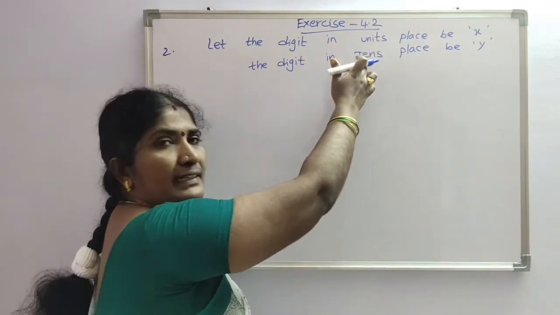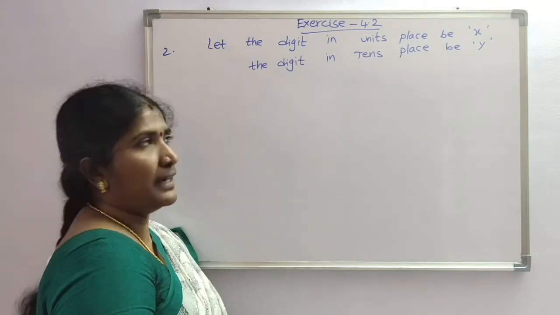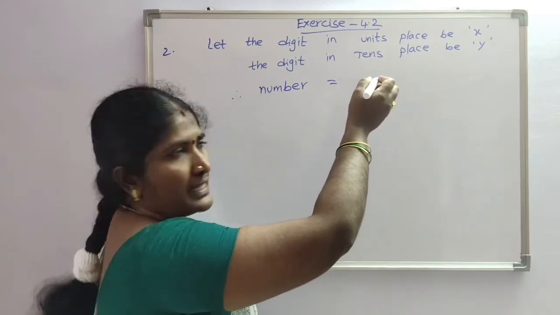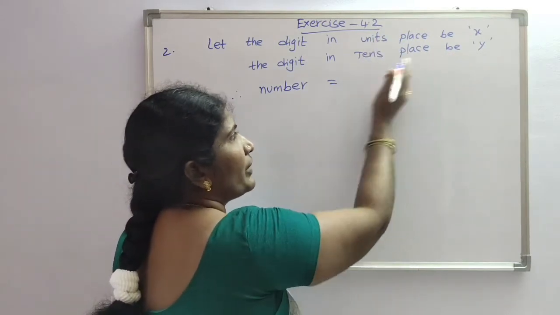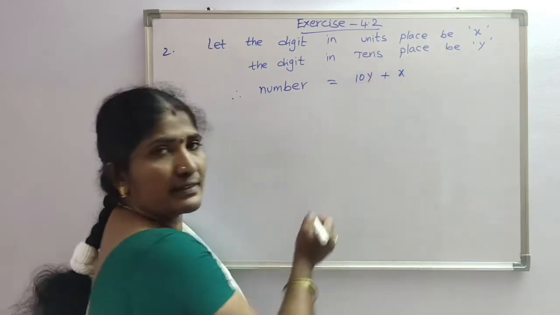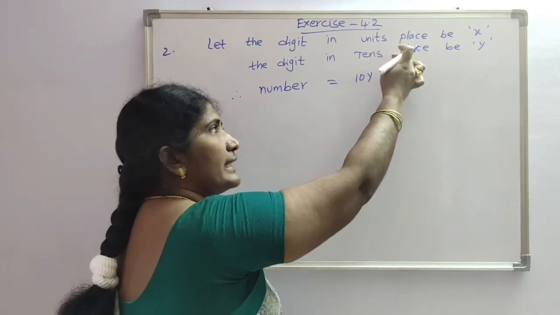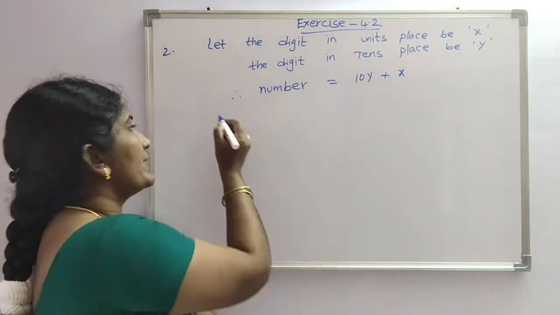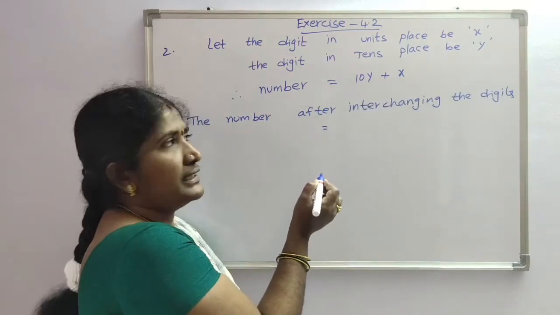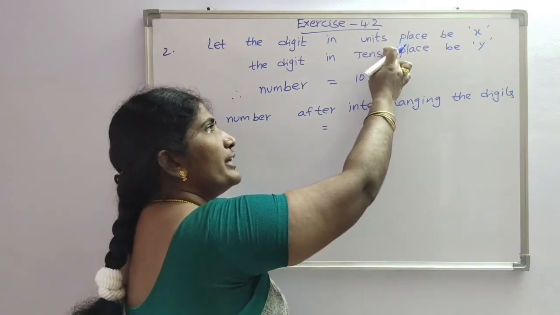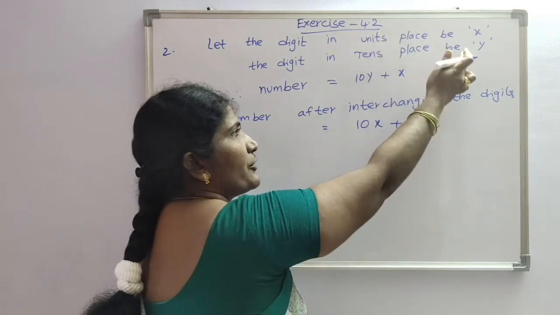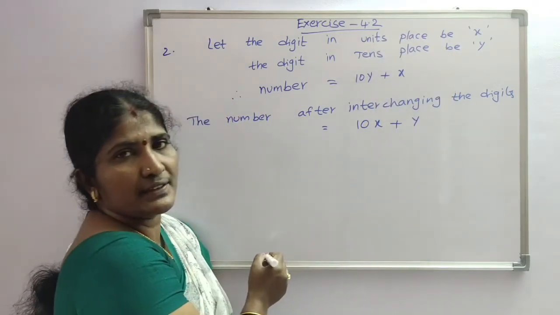Why do we choose only units and tens? In the question they gave that it is a two-digit number. Therefore, how to write the number? By using expanded form. Tens place y, that is 10 into y, plus units place 1 into x, which is x. Now if the digits are interchanged, what is the number you have to write? After interchanging the digits, in the tens place we take x, therefore 10 into x, plus in the ones place we take y, that is 1 into y, which is y.